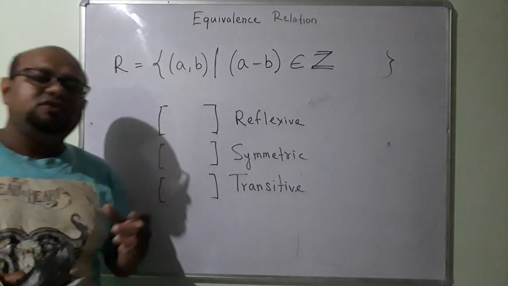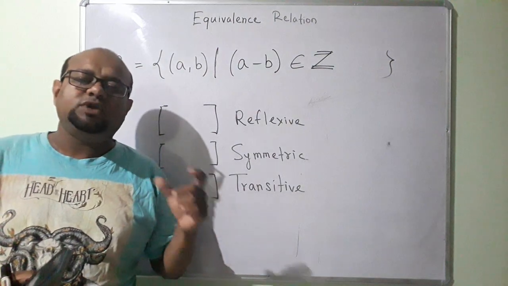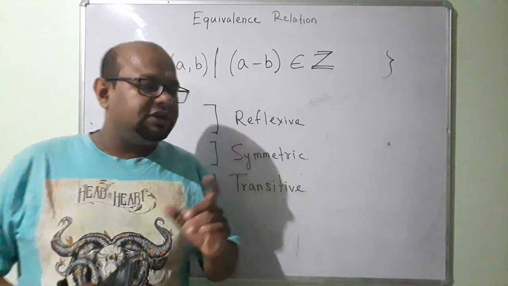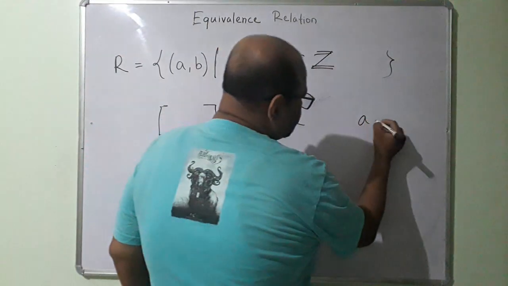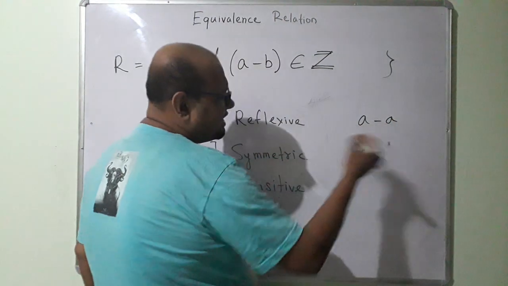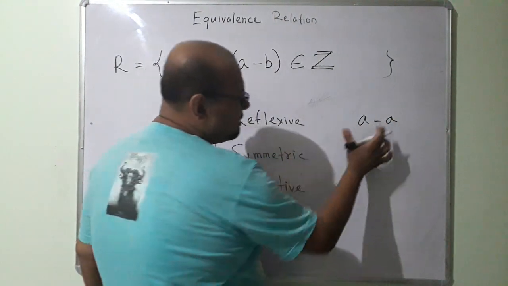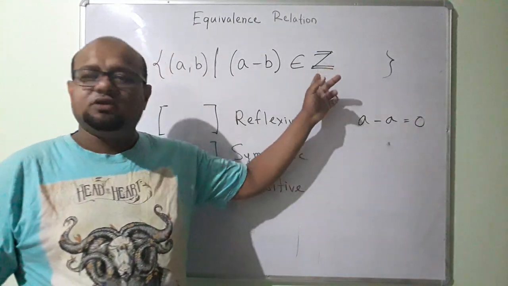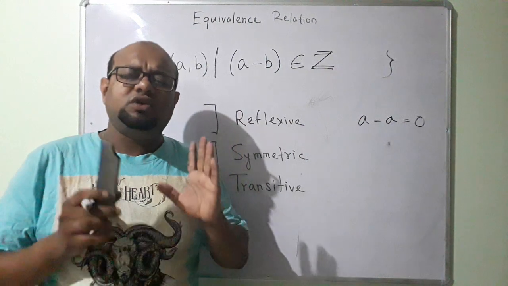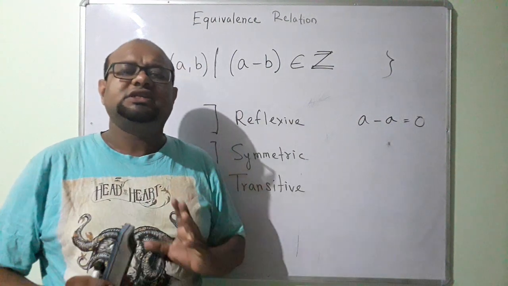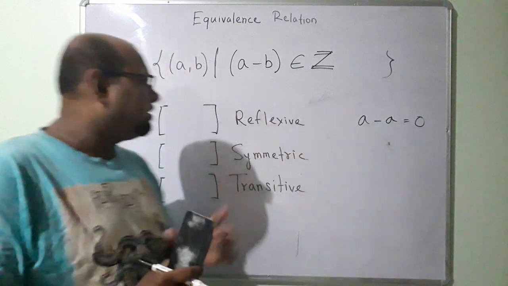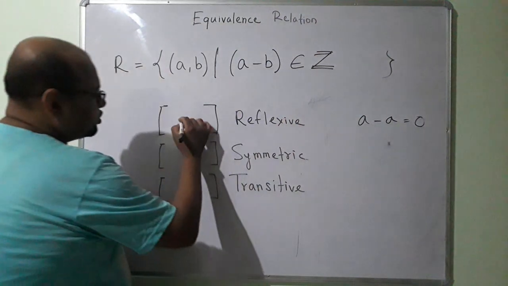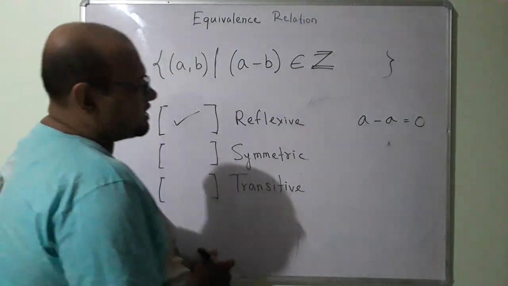Now let us try to figure out if all these AA, BB, CC will belong to the relation. So A minus A is what? Take any A from the set of real numbers. A minus A is equal to 0. And 0 belongs to the set of integers. So all these AA, BB, CC from the set of real numbers will belong to the relation, because all these A minus A is equal to 0. So it is reflexive. Is it symmetric?